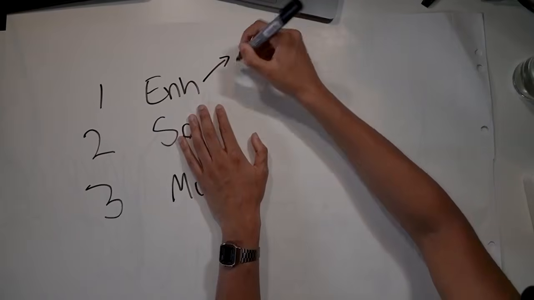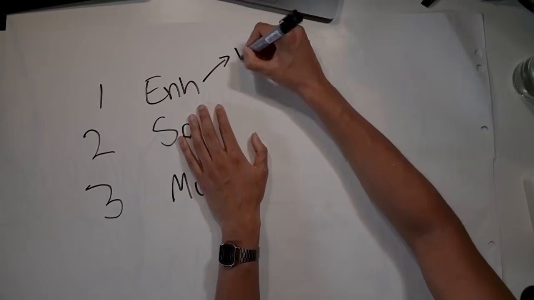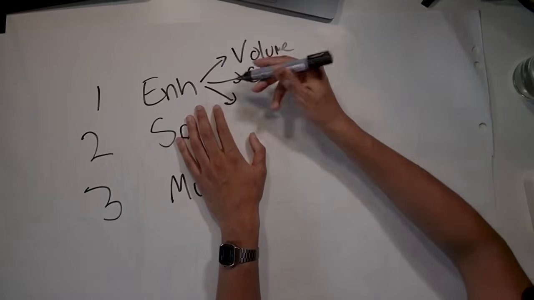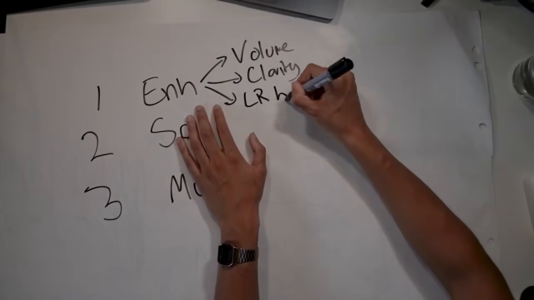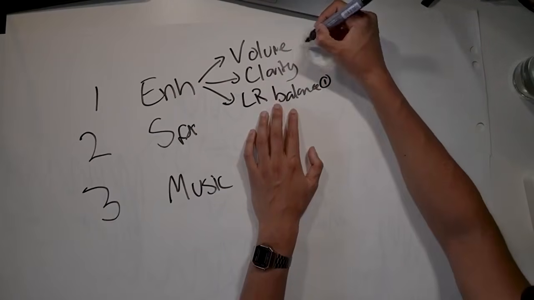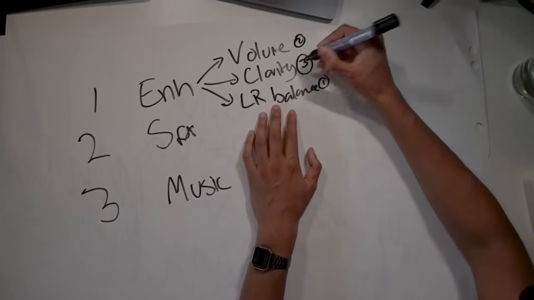So when it comes to enhancing audio, there are 3 parts. The first one is volume. The next one is clarity. And the final is left-right balance. Honestly, sometimes I do these in different orders. Left-right balance I normally do first, volume I do second, and then clarity I do third.